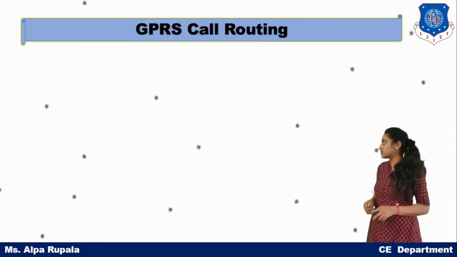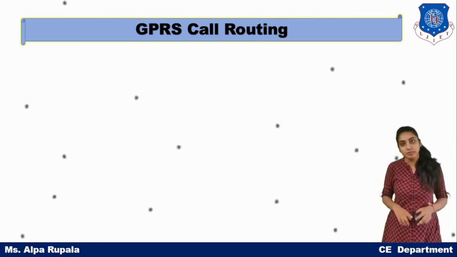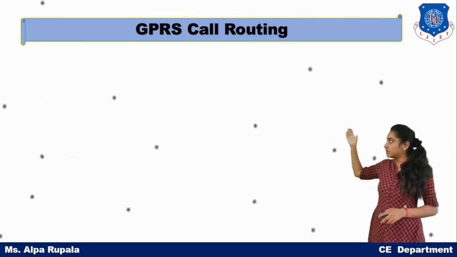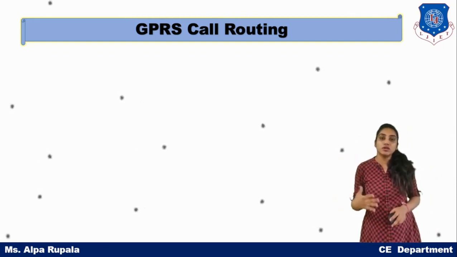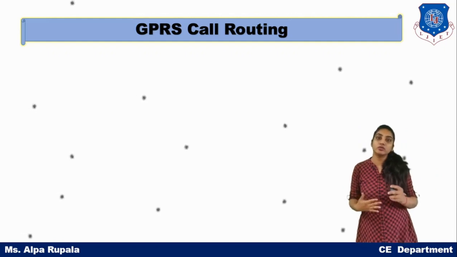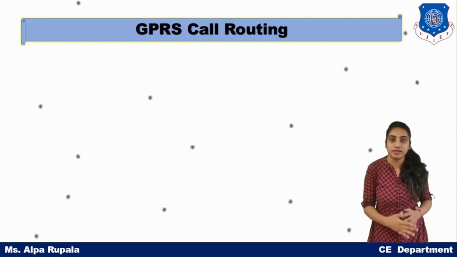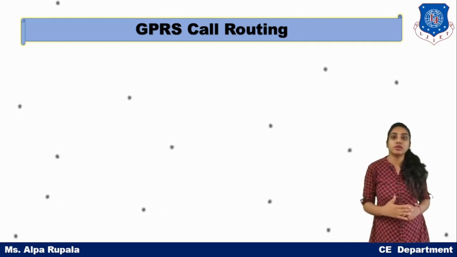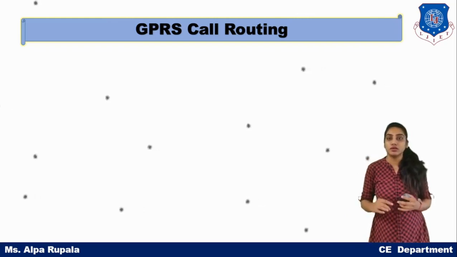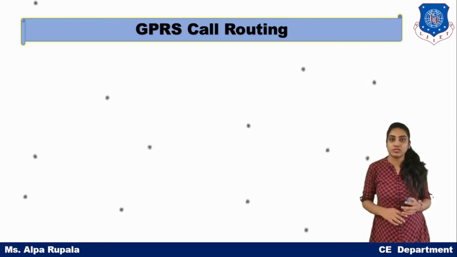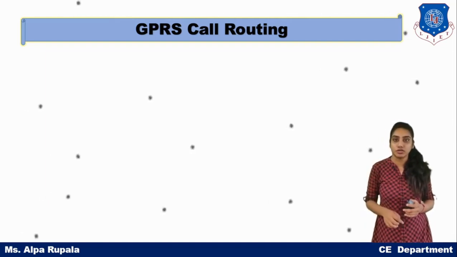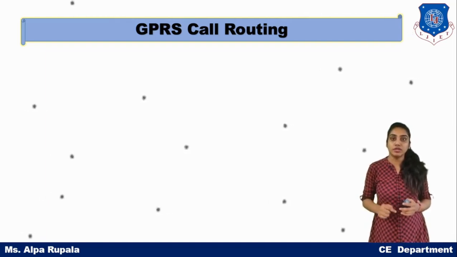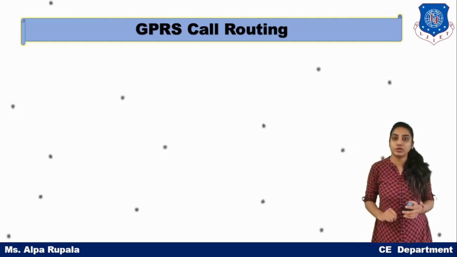Okay, this process is ultimately the first step of your GPRS call routing. For GPRS call routing, we have already learned the call routing of GSM. In the GSM call routing mechanism, we have already learned the MTC and MOC process, that is, mobile terminated call and mobile originated call.